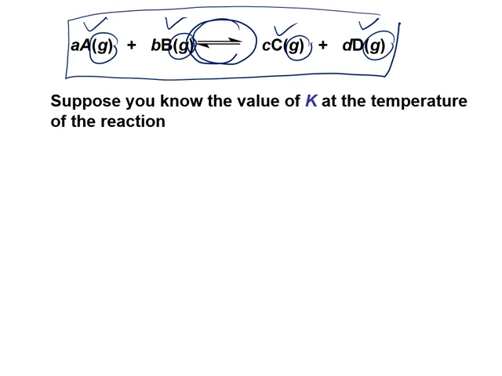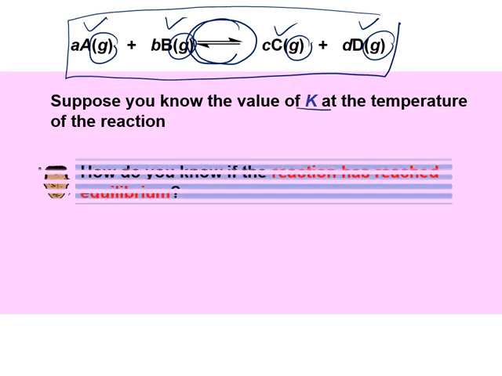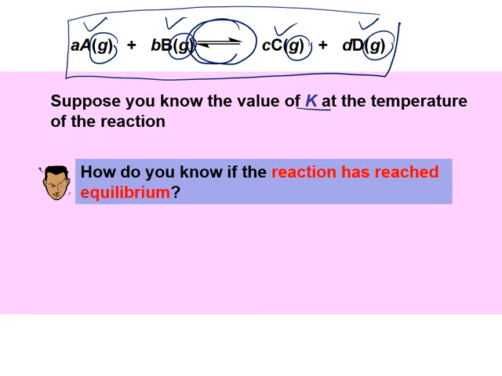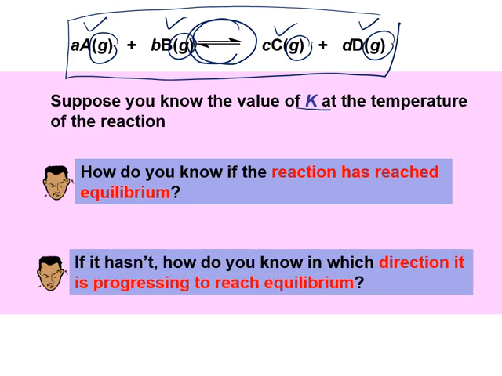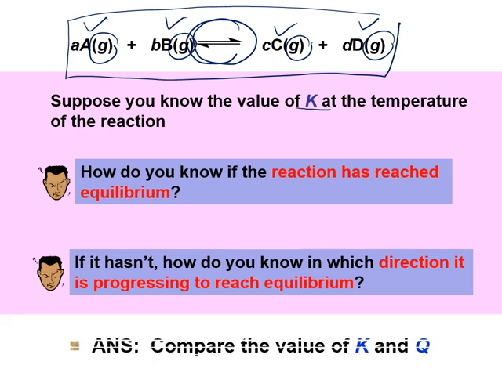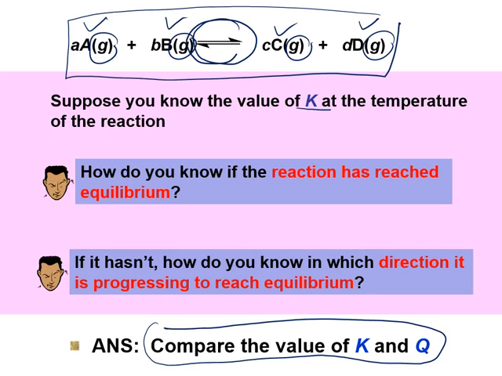Boleh. Okay, so suppose you know the value of the K at the temperature of the reaction. Okay, how do you know if the reaction has reached equilibrium? So if it has not, how do you know in which direction it will progress to reach the equilibrium? So the answer, we need to compare the value of the K with the value of the Q. So what is mean by the Q?